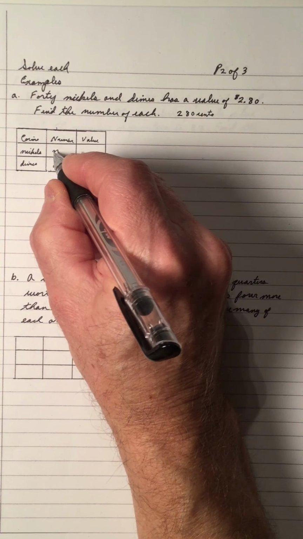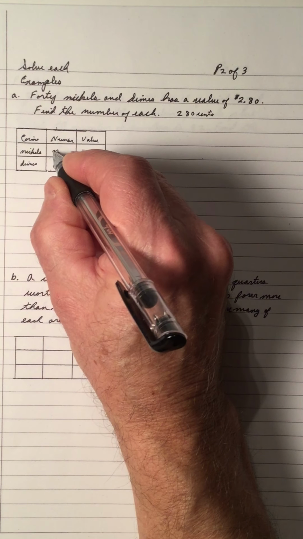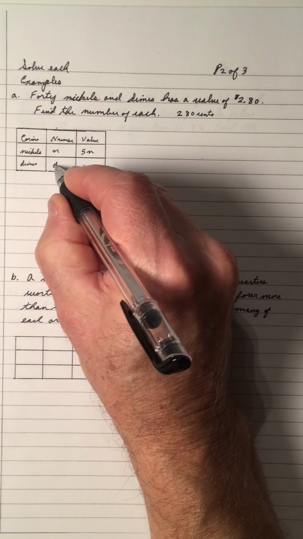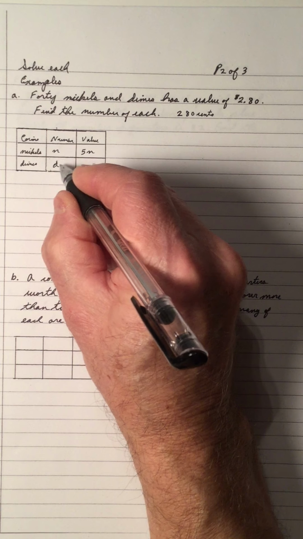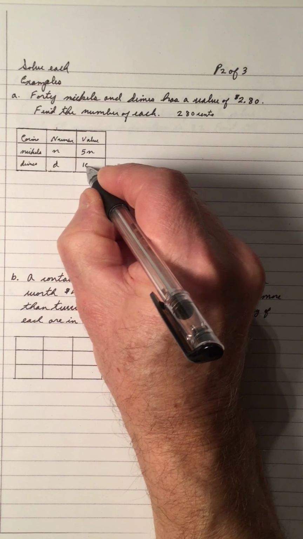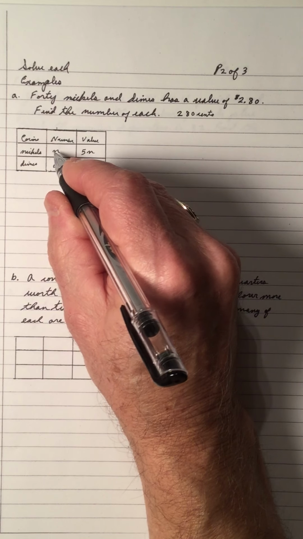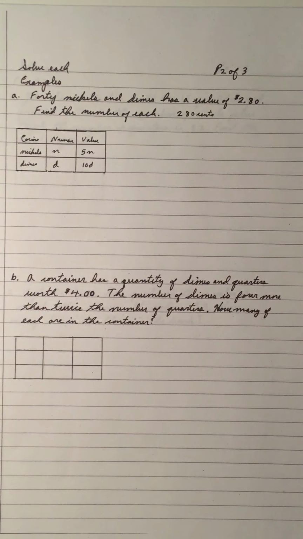And the value is nickels is N, so 5 cents times N gives me the value. You got D dimes, so that's 10 times D is the value. And I used N and D instead of X and Y. You can use X and Y if you want.